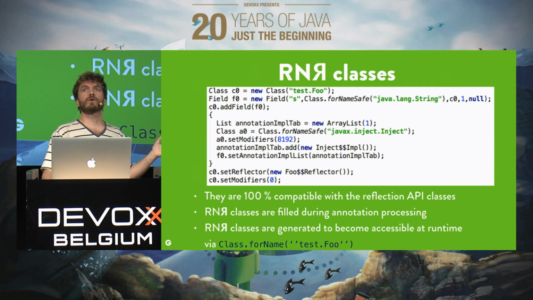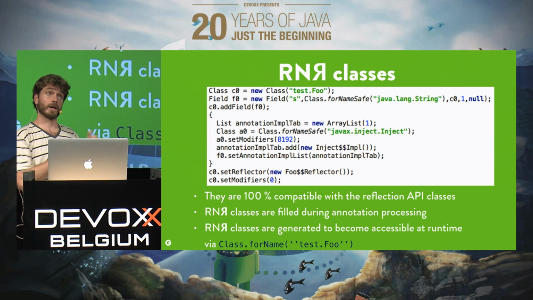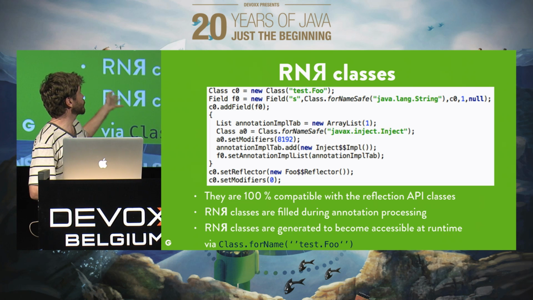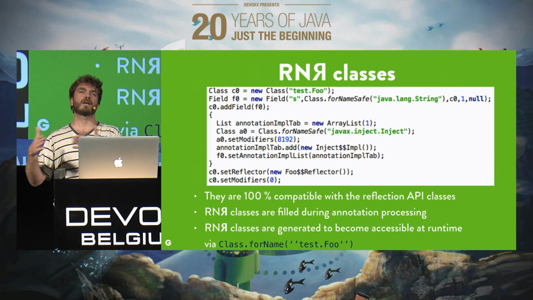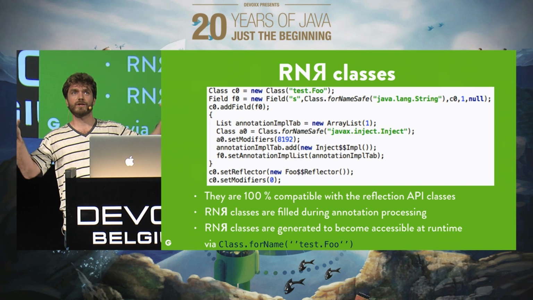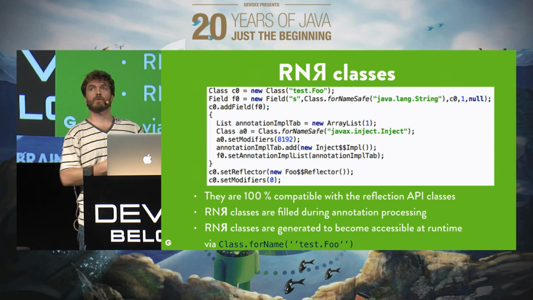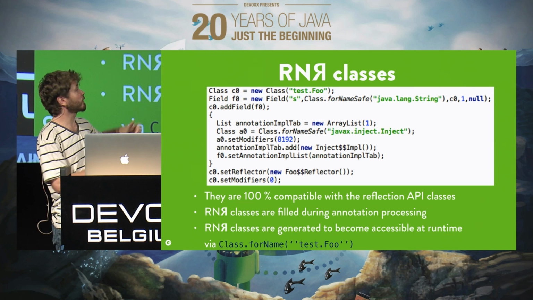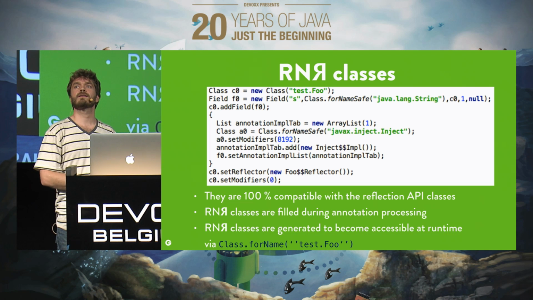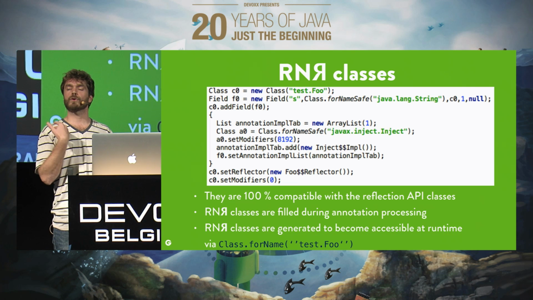Here is an example of what an R&R class looks like. So we generate code to create those classes. As you can see, we generate code to create a class, which is not a Java class. Actually, you cannot create a new class like that. You cannot call new Class in Java on the reflection classes. But with R&R classes, we do it this way. So we can define a class, we can define all the fields inside this class, we can define all the annotations of those fields, same for methods, same for constructors.